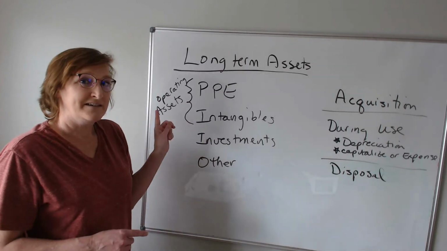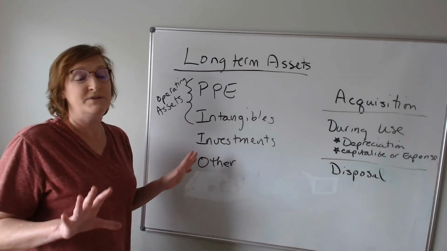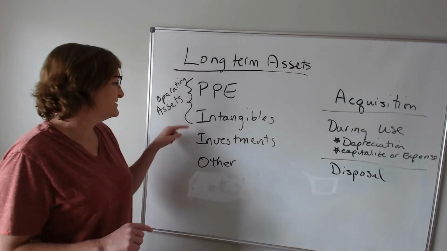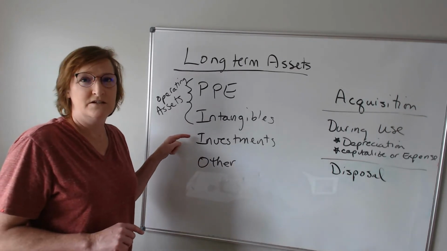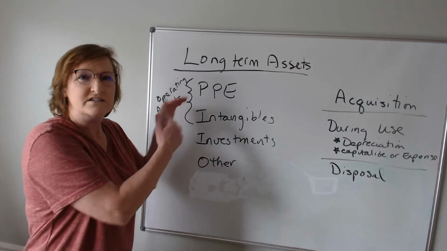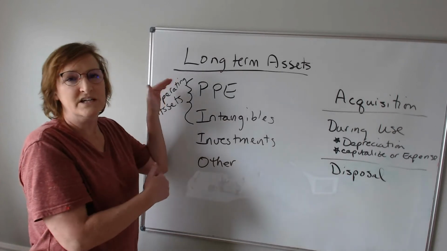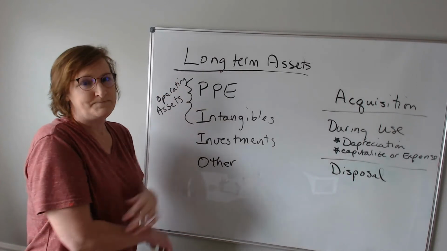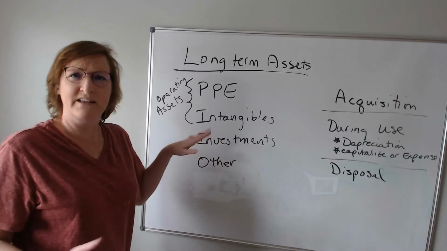Now, if we had land and it's just sitting there and it's not being used in operations, that's going to be classified as investments. So it's important that we distinguish between what's being used in operations and what is not. And we're going to do investments at a later time.